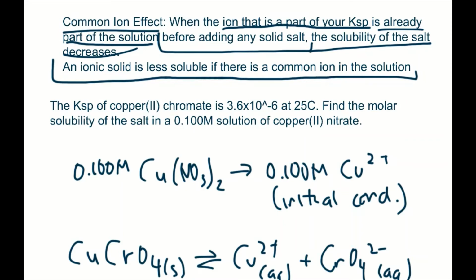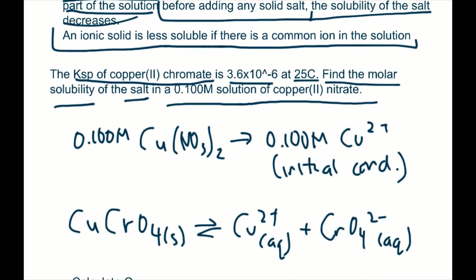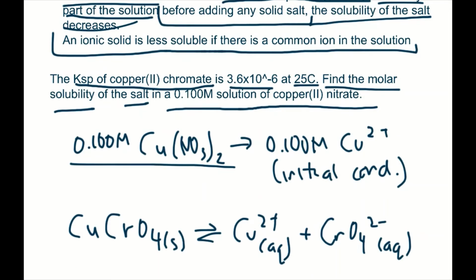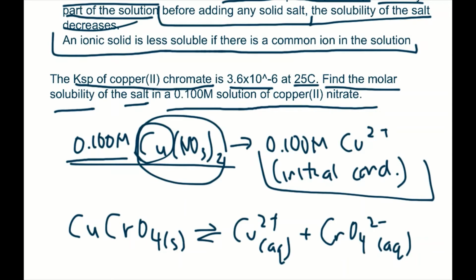So let's do an example. The Ksp of copper(II) chromate is 3.6 times 10 to the negative 6 at 25 degrees Celsius. Find the molar solubility of the salt in a 0.100 molar solution of copper(II) nitrate. As you can see, we have 0.1 molar of copper(II) nitrate, and we know that for every 1 molar of copper(II) nitrate, there is 1 molar of copper(II). So for every 0.1 molar of copper(II) nitrate, we have 0.1 molar of copper(II) in the solution.